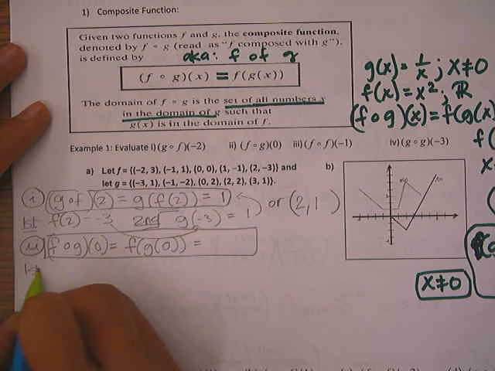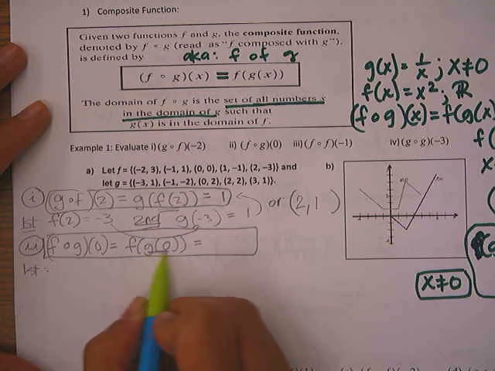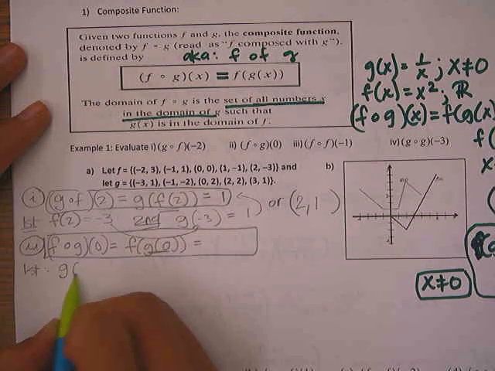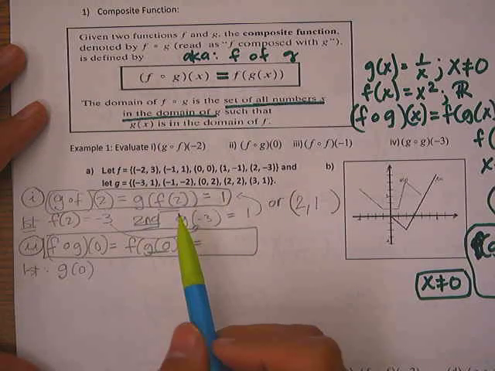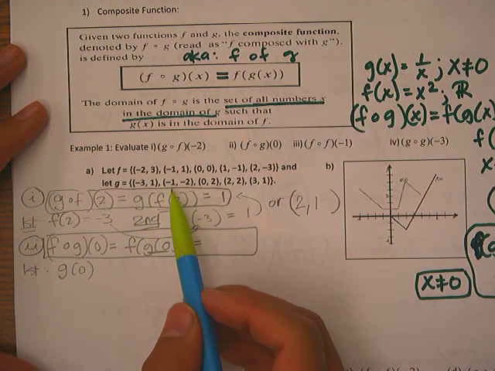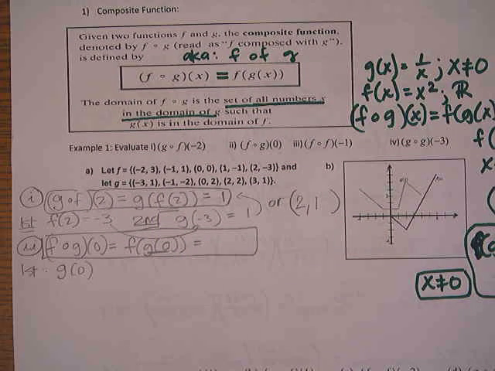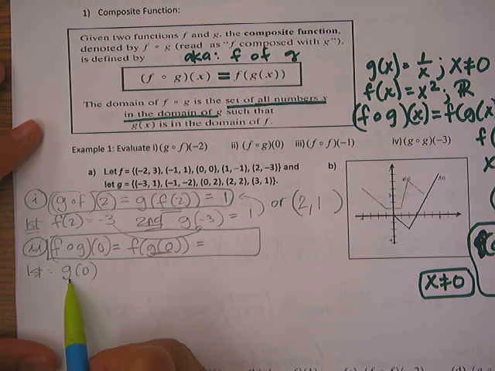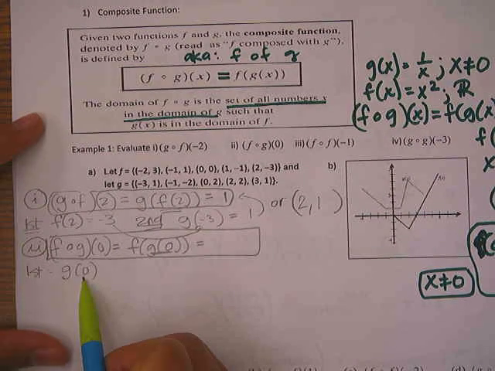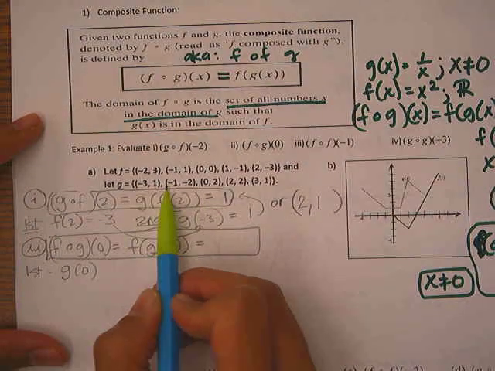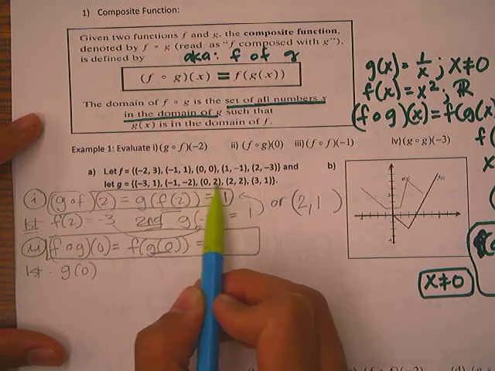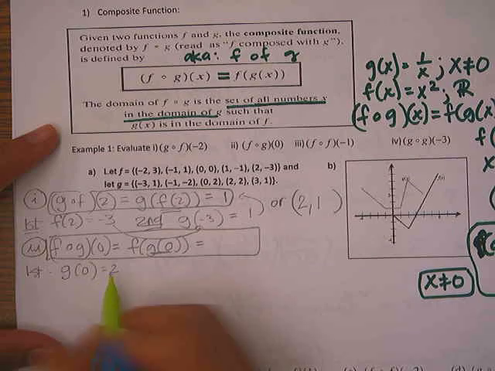First, you would need to do the inner component, g of 0. So which function should we focus on, the f function or the g function, for step 1? You would need to focus on the g function because it said so. When the input is 0, the output is 2.